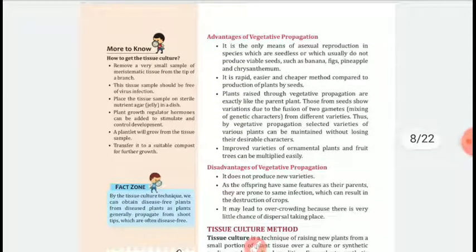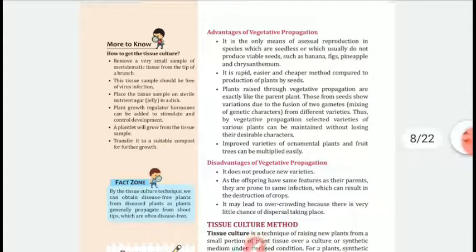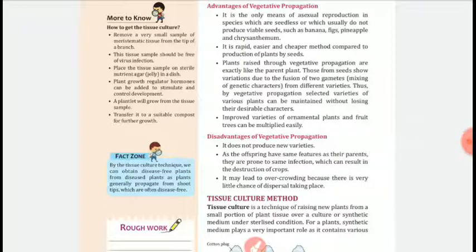What are the disadvantages of vegetative propagation? Disadvantages of vegetative propagation are: it does not produce new varieties. As the offspring have the same features as their parents, they are prone to the same infections, which can result in destruction of crops. It may lead to overcrowding because there is very little chance of dispersal. These are the disadvantages of vegetative propagation.